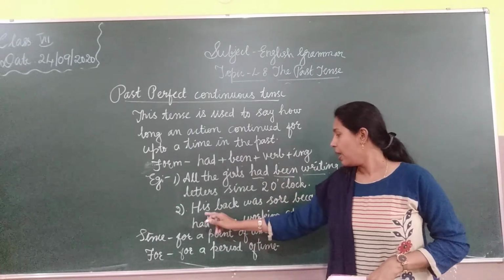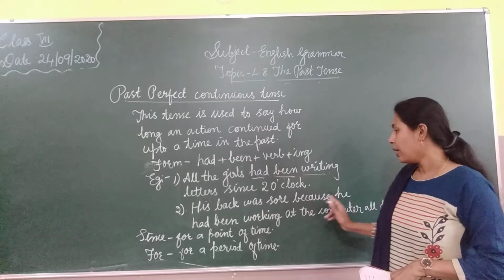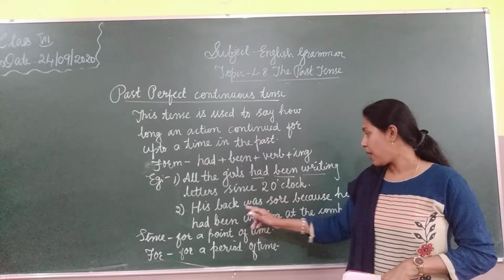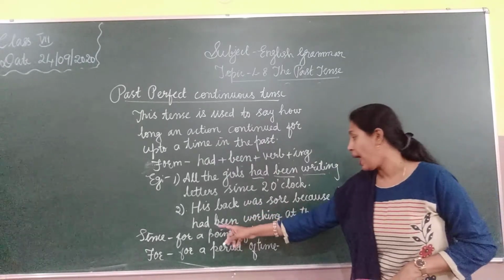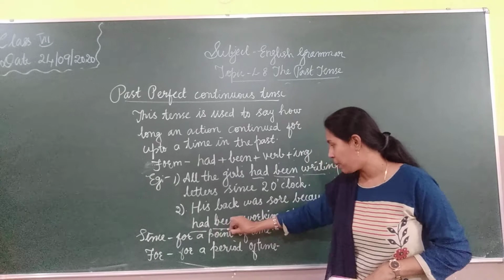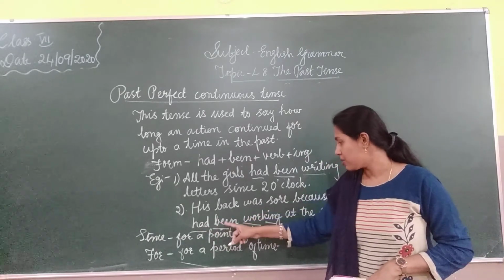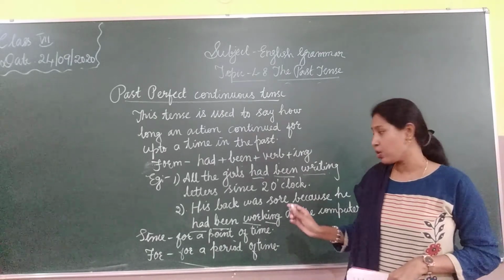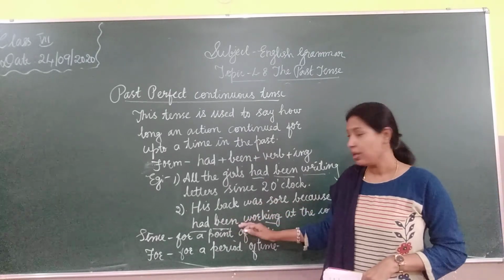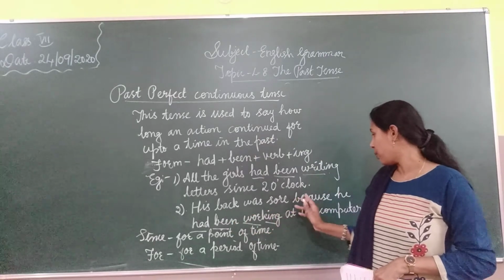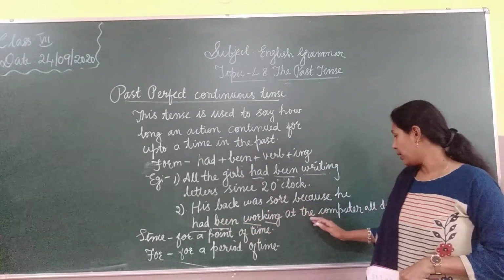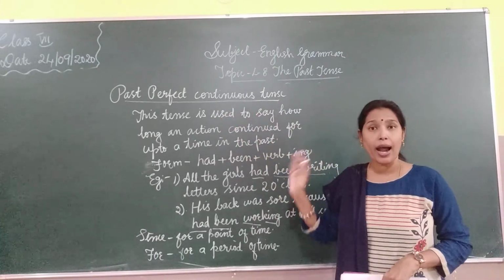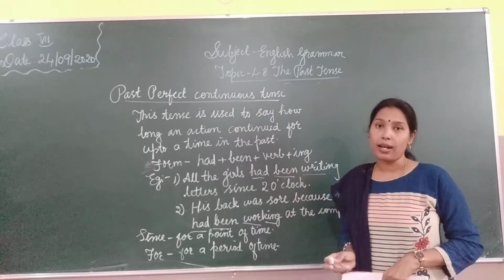One more example. His back was sore because he had been working at the computer all day. Why was his back sore? Because he had been working. He had been working. Had plus been plus work plus ing. Why? At the computer all day. Because of that his back was sore because he had been working at the computer all day. So the form for past perfect continuous tense is had plus been plus verb plus ing. Okay.